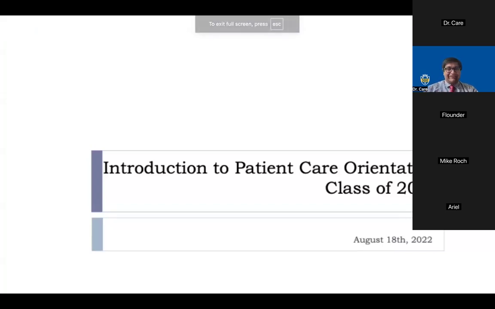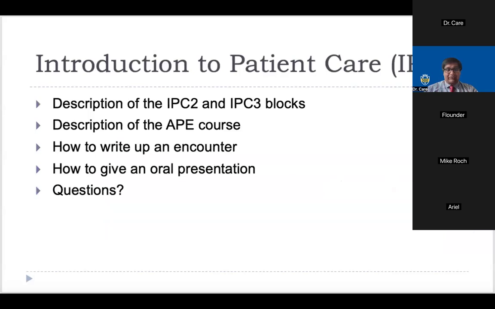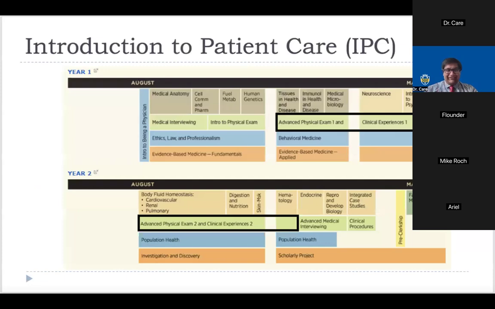So let's outline today's roadmap for our orientation. We will begin with a description of the IPC2 and IPC3 blocks, a description of the AP course, discuss writing up an encounter, giving an oral presentation, and leave time for questions at the end. Lucky you. All right, let's do this.